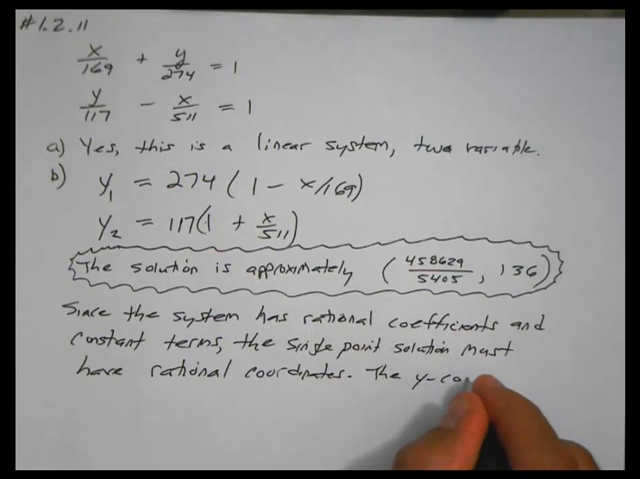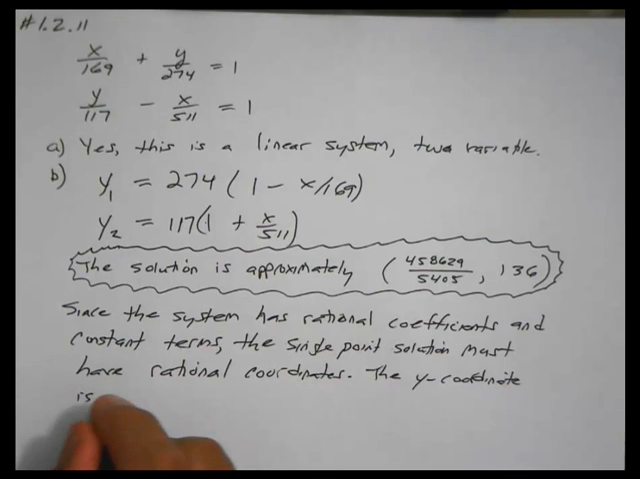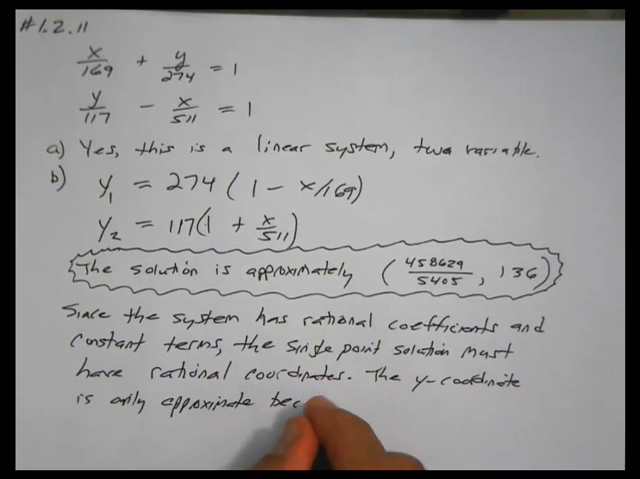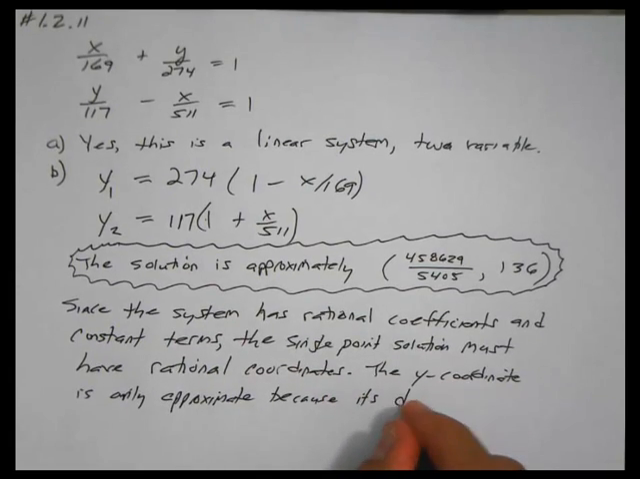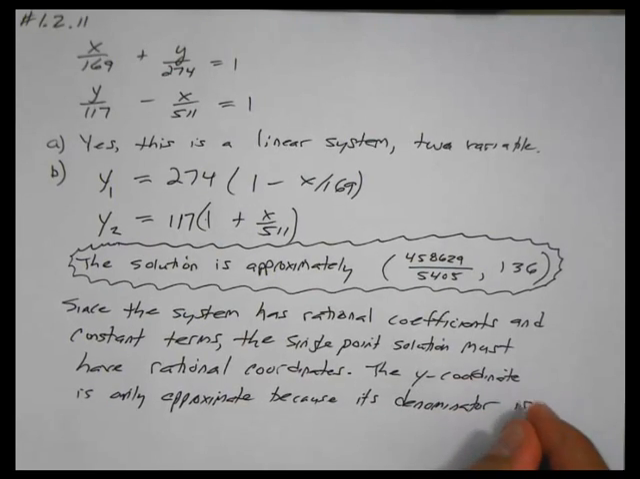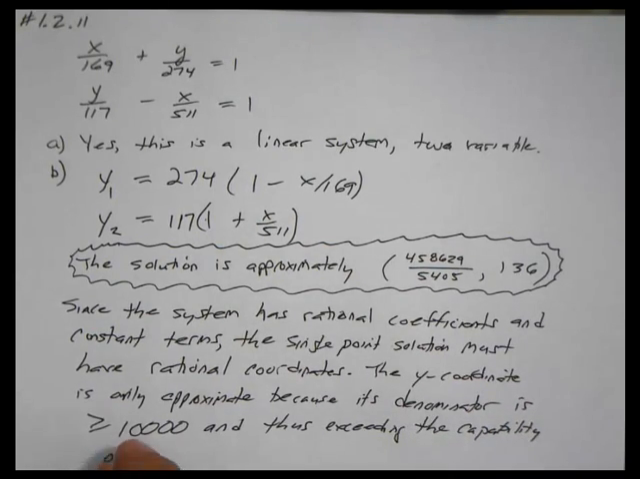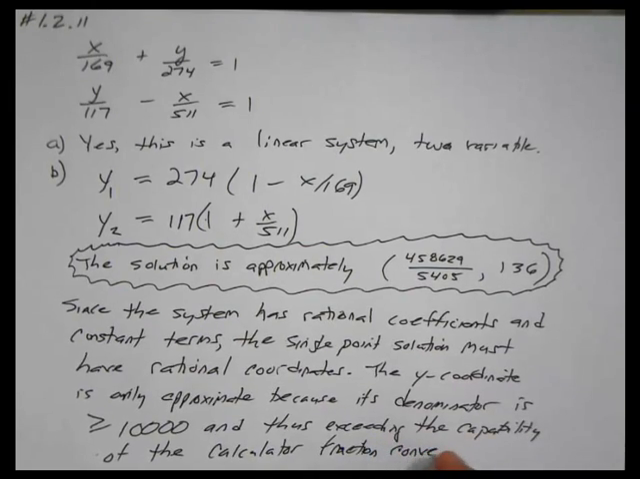The y-coordinate is only approximate because its denominator is greater than or equal to 10,000 and thus exceeding the capability of the calculator fraction conversion. Okay, so we have that.